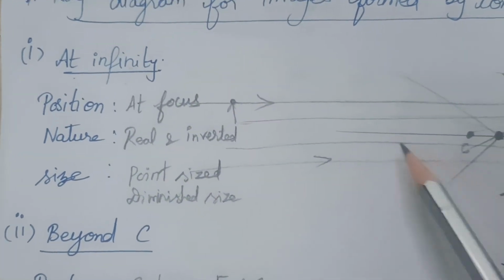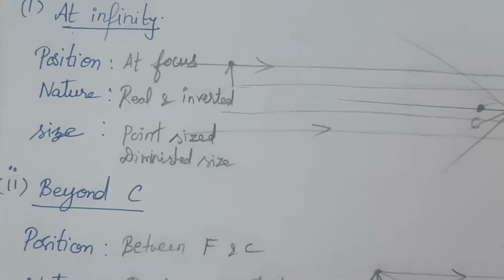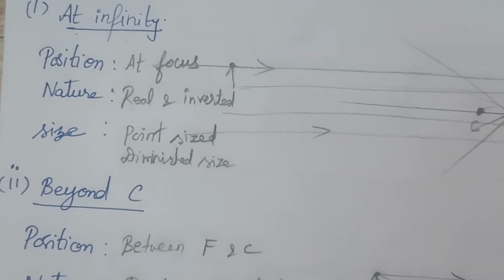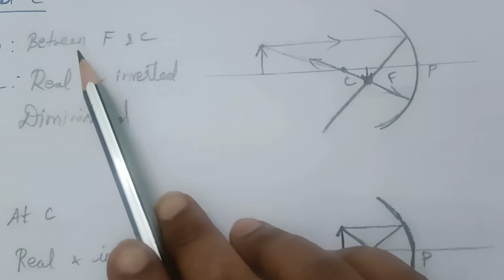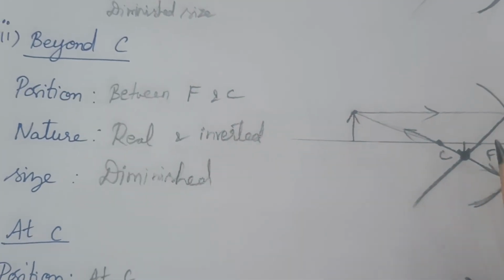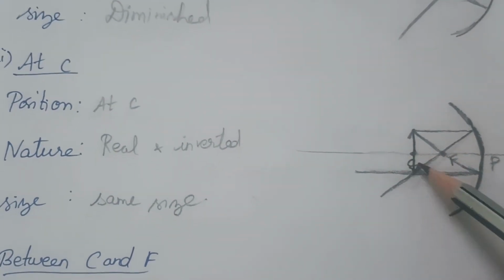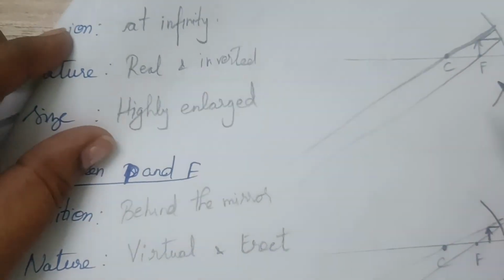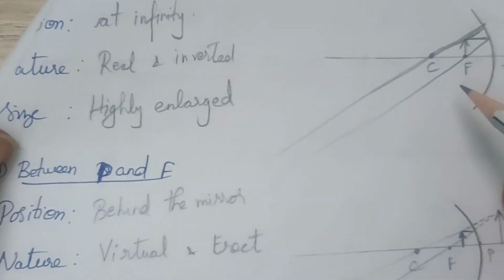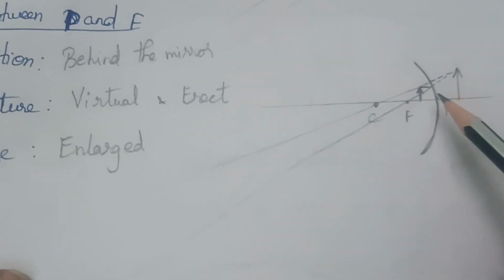For the concave mirror, when the object is at infinity, you will get the image at the focus point, right? When the object is placed beyond C, you will get the image between C and F. When the object is at C, you will get the image at C itself. When the object is between C and F, you will get the image beyond C, enlarged image. Next, when the object is at focus point, you will get the image at infinity, right? When it is between P and F, you will get an enlarged image behind the mirror.